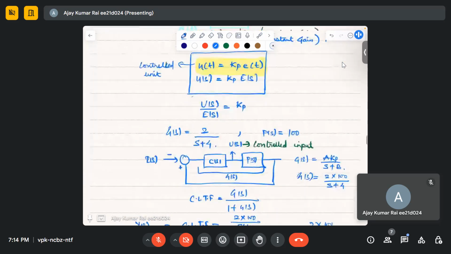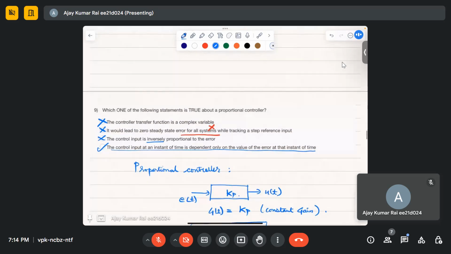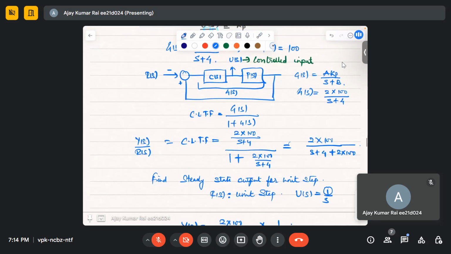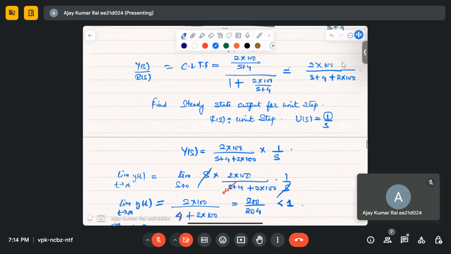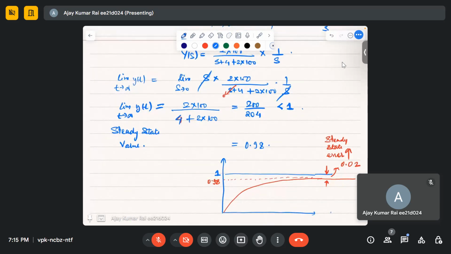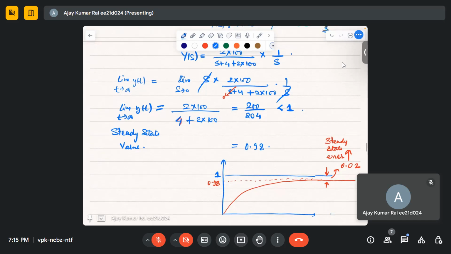This is also simple. So statement 2, the control input, would lead to zero steady state error for all systems while tracking a step reference input. We'll see further in the course how a non-zero steady state error will arise. Okay, so I've just shown you with an example for the first order system.